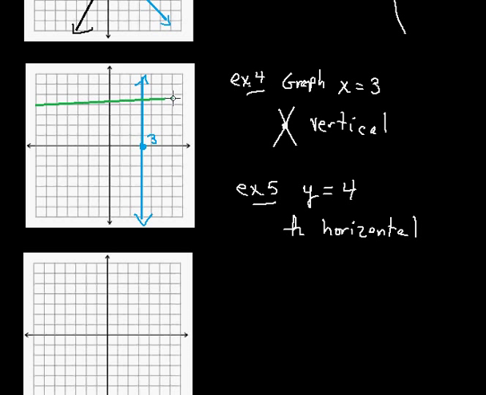So we can put a line across here at y equals 4. And that's what, when you don't have an x, that's what that looks like.